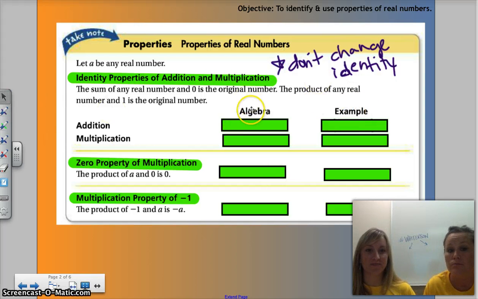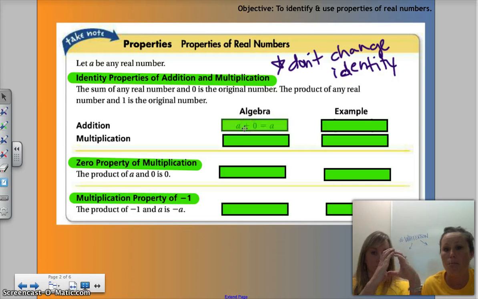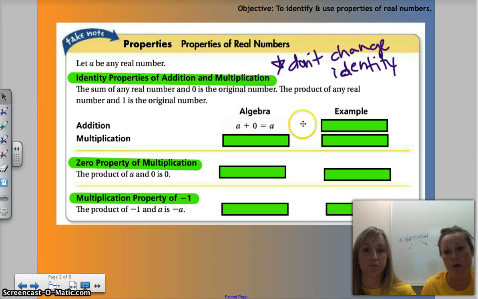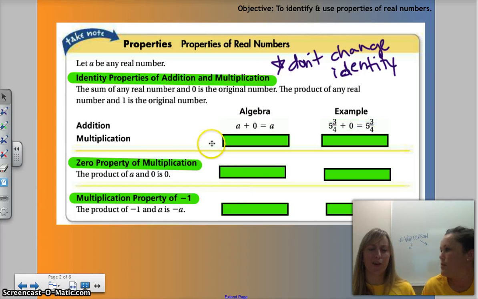So when we're adding, what can I add to any number that's not going to change the identity or the value of that number? Big fat nothing. 0. Here's an example for you if this doesn't make sense. I don't know why the book made it really difficult, but 1 plus 0 equals 1, right, or 5 3/4 plus nothing still is 5 3/4. Same thing with multiplying.